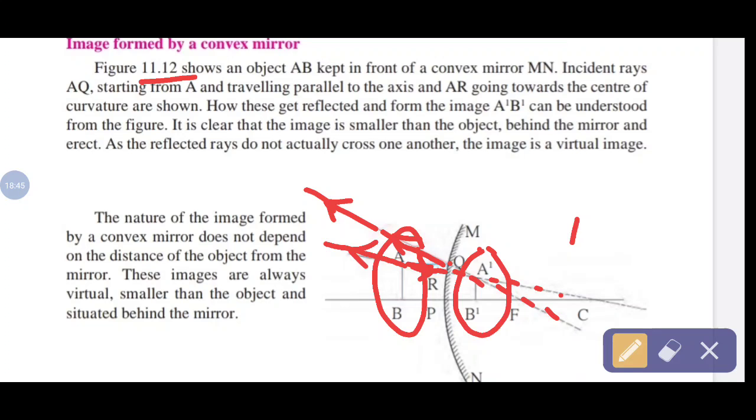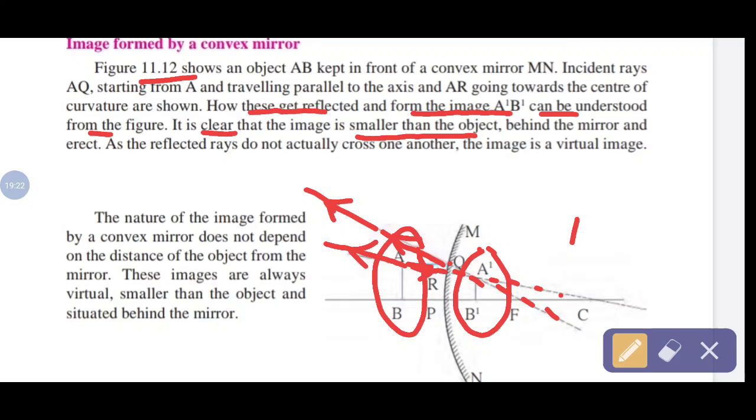See in the explanation. How these rays get reflected and form the image A dash B dash can be understood from the figure. It is clear that the image is smaller than the object. A dash B dash is smaller than AB. AB is the object and A dash B dash is the image. So the image is smaller than the object. Where is that image formed? In front of the mirror or behind the mirror? Easily we observe in the figure, behind the mirror. So the image is obtained behind the mirror.